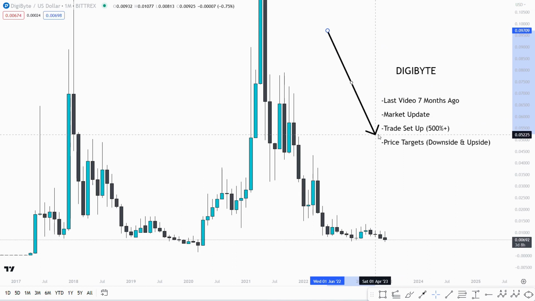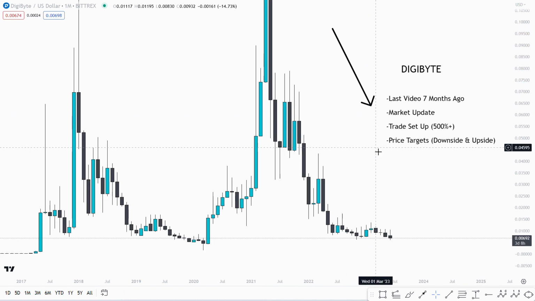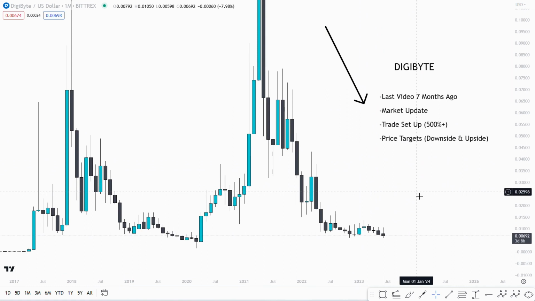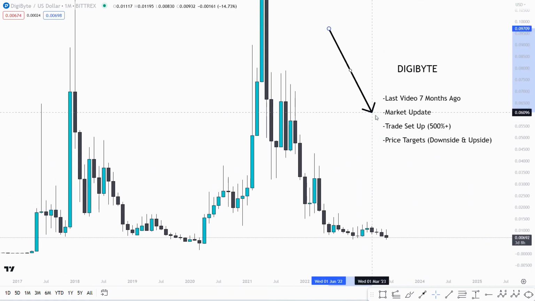So looking at the price targets to the downside and to the upside for potential entries and take profits, and of course using the techniques as we always are, Fibonacci, Elliott wave, dropping it down to the lower time frame, having a look at the weekly and daily time frame to see if we can get any confluence for this potential trade setup on Digibyte.